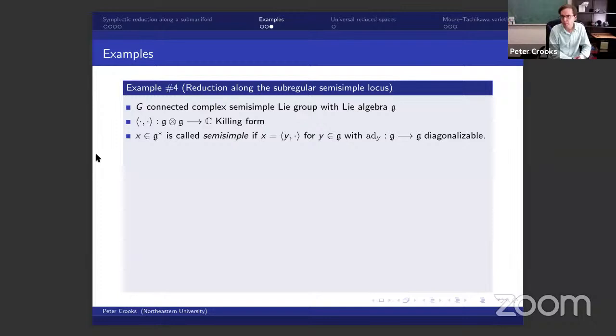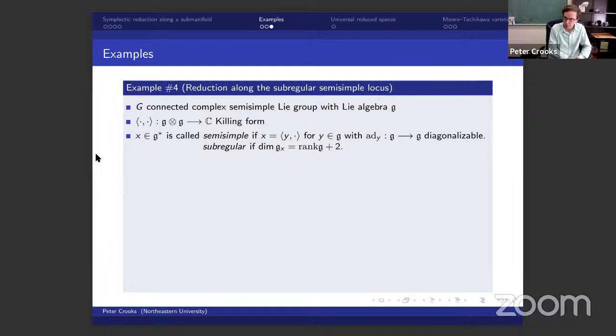Okay. But I need to introduce one more definition here. I also want to say what it means for X to be subregular. Now, for generic points in the dual of the Lie algebra, their Lie algebra centralizers are going to have dimension equal to the rank of the Lie algebra. But I want to look at those with centralizer dimension equal to the rank plus 2. Those are called subregular elements. So X is called subregular if the dimension of its centralizer is the rank of my Lie algebra plus 2.